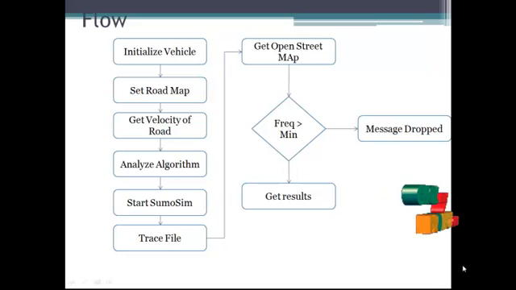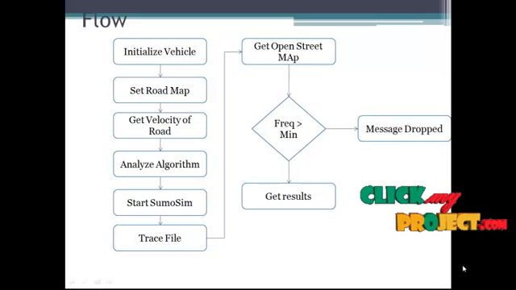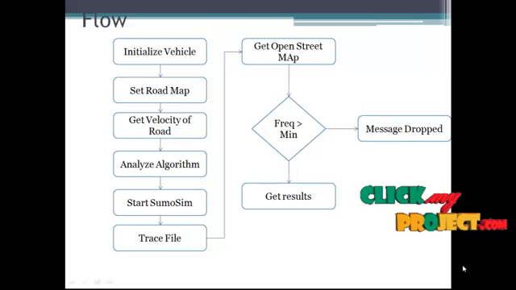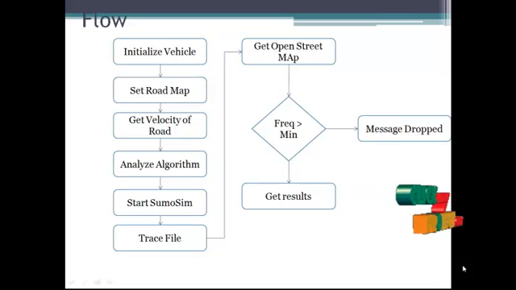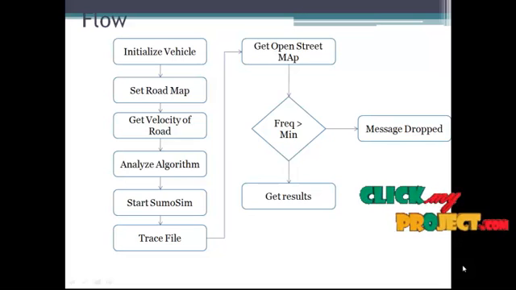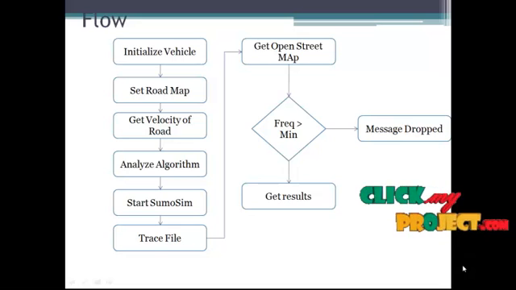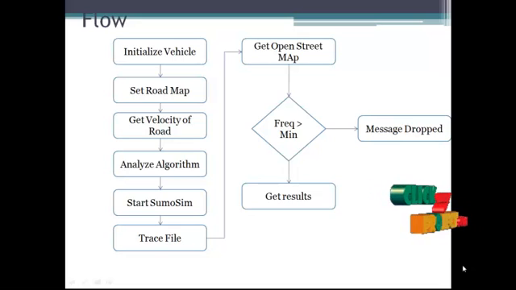Next we need to start the SUMO simulation. In this SUMO simulation, we have to set up the environment for moving vehicles. After this, we have to analyze the trace file for these moving vehicles. Then we have to connect the OpenStreetMap graph to the SUMO simulator to execute the traffic analysis. For this, we have to set the velocities for each vehicle.